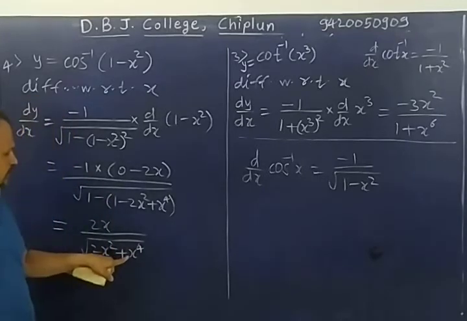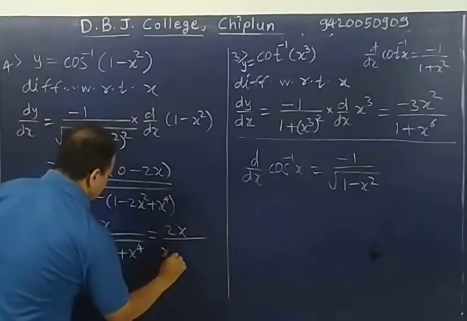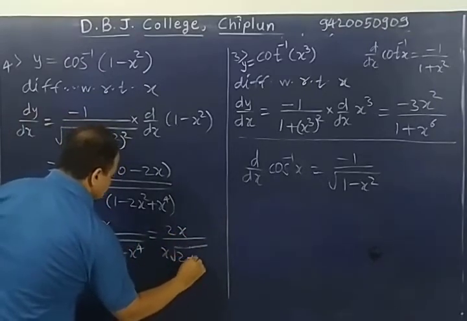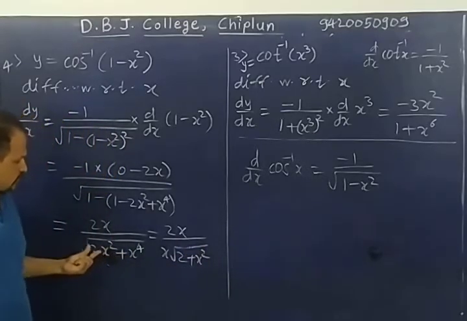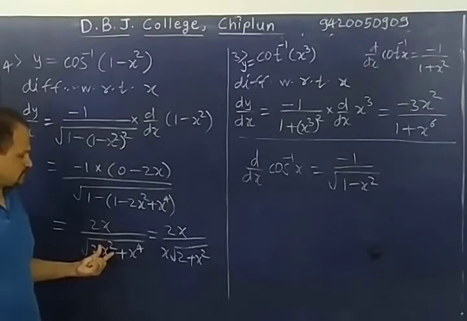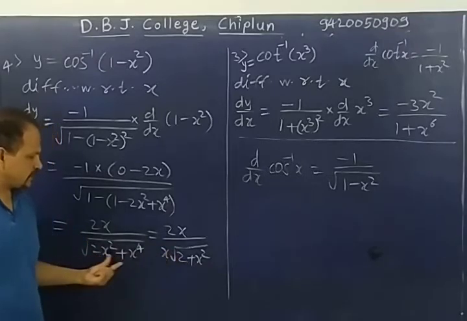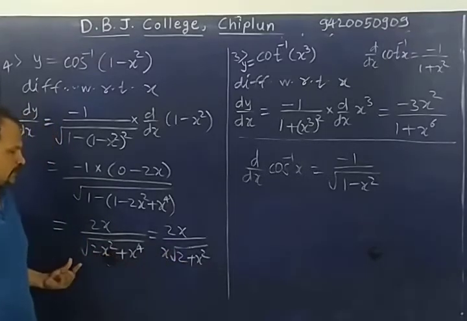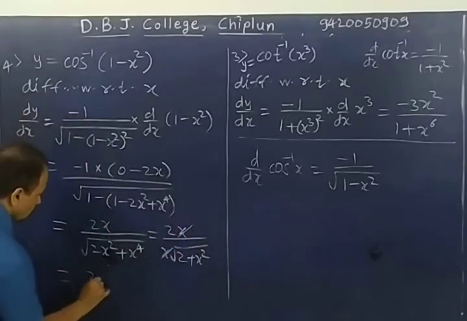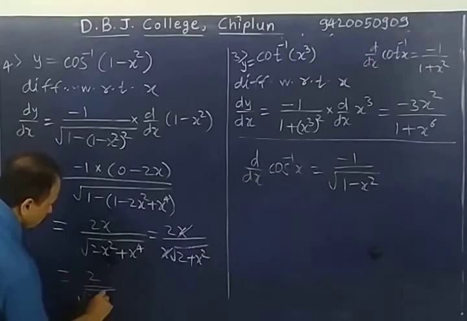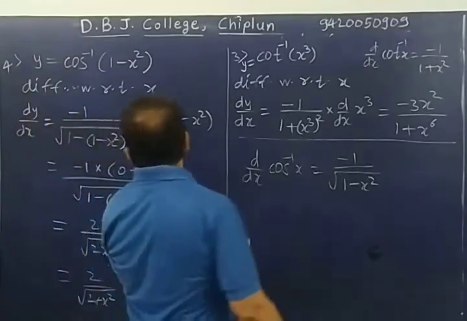Again observe here, you can take x square common, equal to 2x upon x under root (2 plus x square). When x square is taken out of the square root sign, it becomes square root of x square, which is x, taken outside of this square root sign. Now x can be cancelled out and the answer is 2 upon under root (2 plus x square). Let us move to the fifth problem.